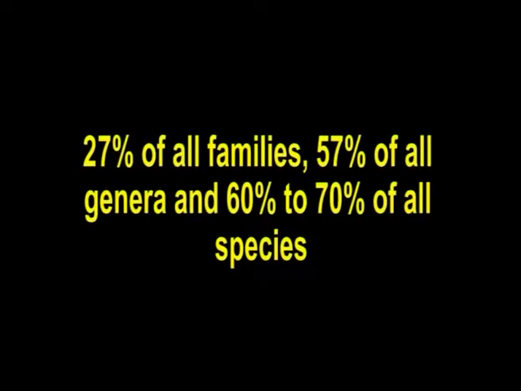Ordovician-Silurian extinction event. Two events occurred that killed off 27% of all families, 57% of all genera and 60 to 70% of all species. Together, they are ranked by many scientists as the second largest of the five major extinctions in Earth's history in terms of percentage of genera that went extinct.